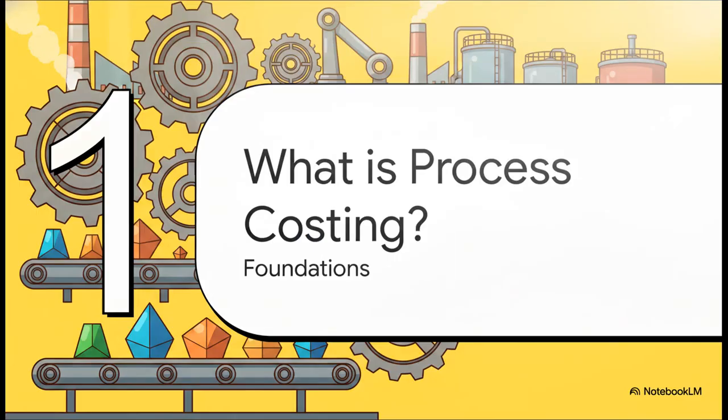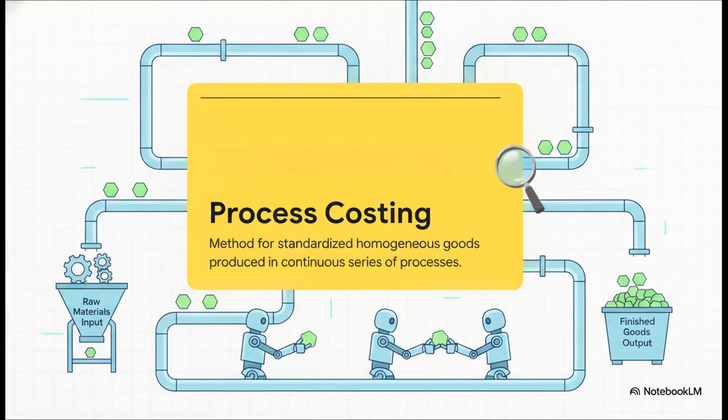All right, Section 1. What is process costing? Let's lay down some foundations. Okay, before we even think about doing any math, we need to know what kind of manufacturing environment we're actually looking at. By definition, process costing is a method we use when standardized, completely homogeneous goods are produced in a continuous series of processes. So what does that actually mean? It means we use this method for absolutely identical items that are made in a continuous flow. They move seamlessly from raw materials into finished goods. We are definitely not talking about custom, one-off orders here.